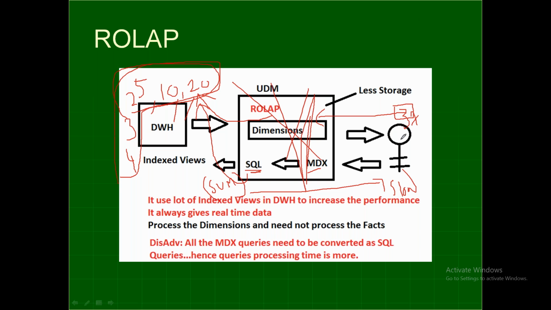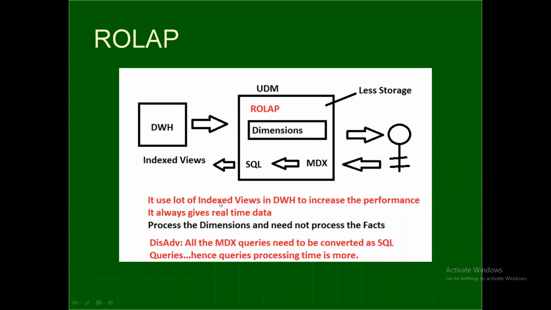So you click on some MDX query. The MDX query will get converted into an SQL query. The SQL query will go and take the data on the fly and process it. So nothing is available in your cube. The cube is simply a dummy. That is what we have to understand. Clear? It uses a lot of indexed views in the data warehouse to increase performance. Process the dimensions, not the facts. All the MDX queries need to be converted into SQL queries, and query processing time is more. In simple understanding, it does not have anything.